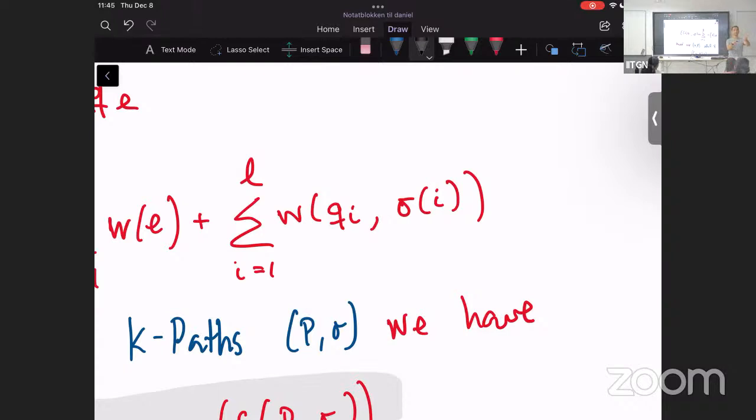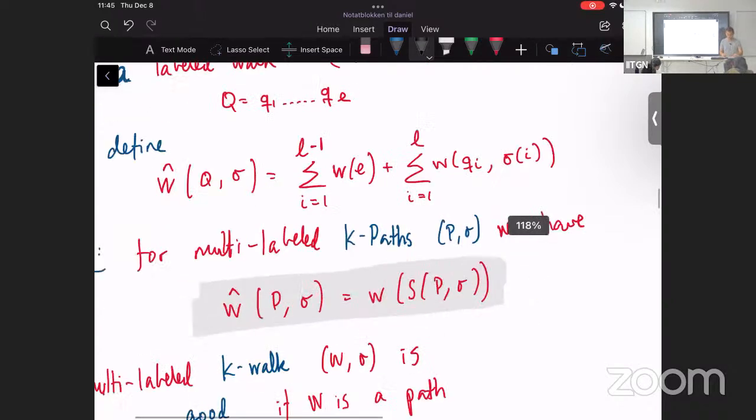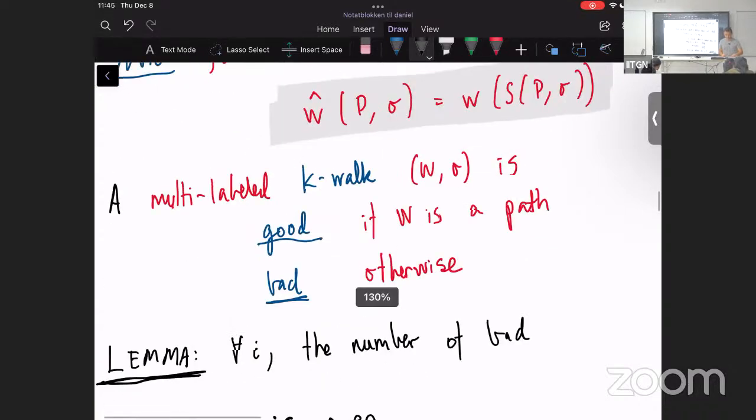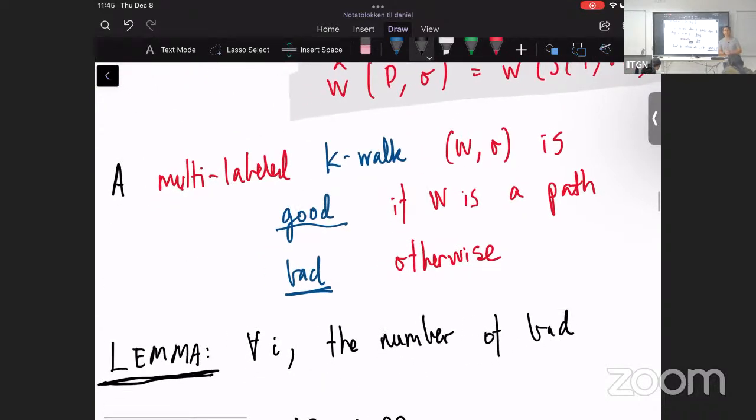So in particular, if I have a triangle, going around the triangle twice and using the labels 1, 2, 3, 4, 5, 6 is a multi-labeled block. Going back and forth 10 times, if I count it all the way to 20, this would be a multi-labeled block.